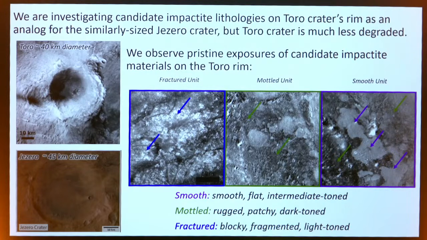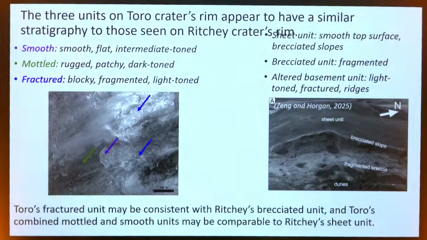It is blocky, fragmented, and light-toned. In the green, I've pointed to the modeled unit. It's rugged, patchy, pitted, and very dark-toned. And then my purple is the smooth unit. It's smooth, it's flat, and it's intermediately toned, and it occasionally retains craters and evidence of other geologic activity.